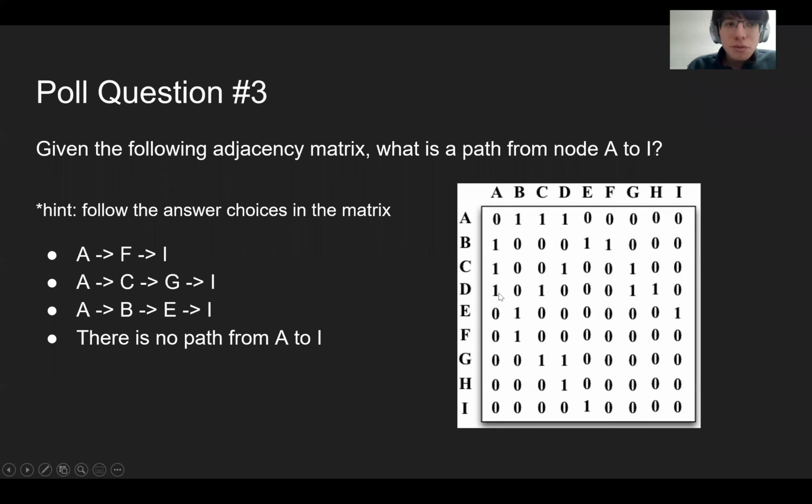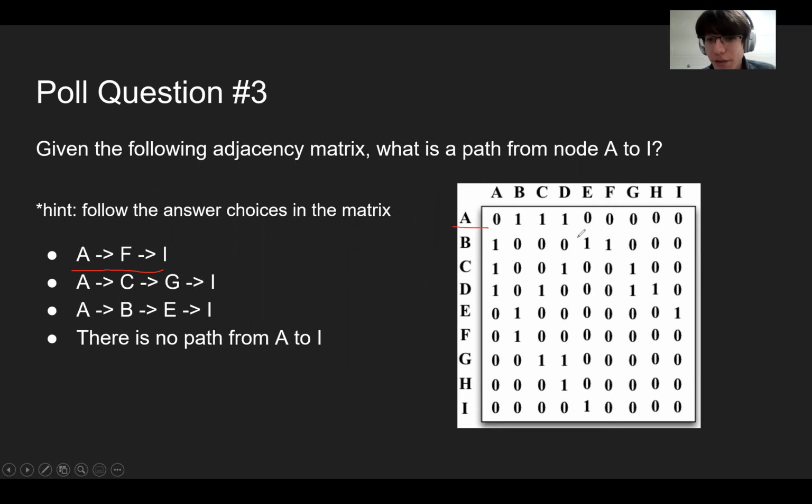So next poll question. Given this following adjacency matrix, what's the path from node A to node I? And the hint is to follow the answer choices in the matrix. So you can pause and try and answer it. Okay, so now I'll try and go up. What is a path from node A? So let's try A to F to I.